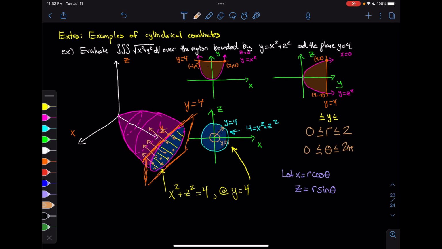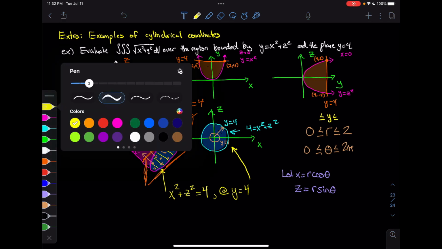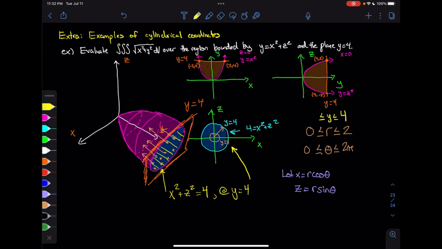So while our upper bound for y is clearly going to be 4, that's where we get the largest circle. The lower bound, what is the lower bound for y? Well, the lower bound for y is any time that we're hitting this paraboloid. The lower bound is the paraboloid. So the paraboloid is described by y equals x squared plus z squared. Well, let's just put that in: x squared plus z squared. That's our lower bound for y. So we're hitting the paraboloid every time.